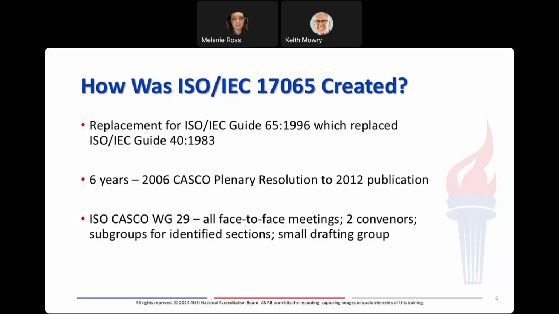So the length of time and the amount of work, the number of hours the working group spent to develop 17065 is still unprecedented in the history of CASCO. There has not been an effort that's been more extensive than 17065 before or since.